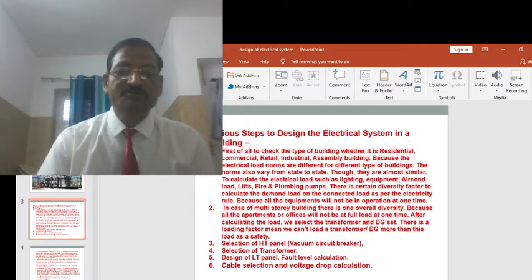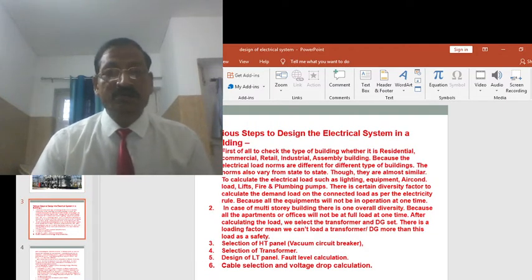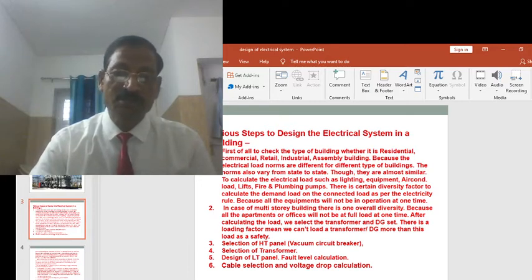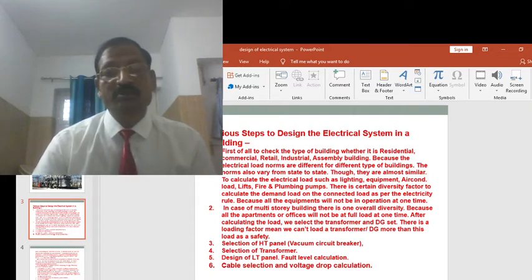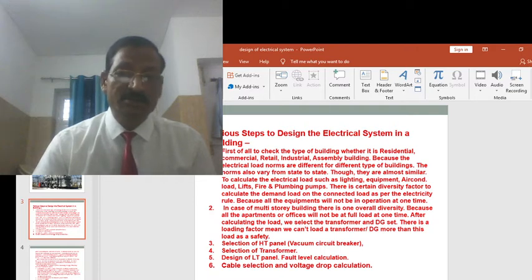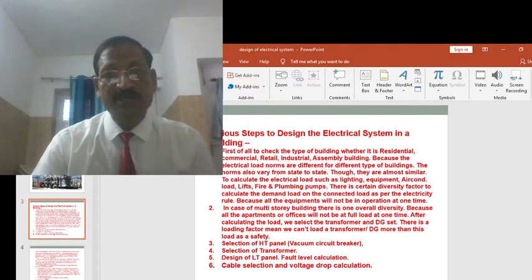We can divide the total electrical system into two parts. Number one is the high side, that is the electrical substation design, and second is your internal electrical part, that is all your conduiting and wiring for internal work. So what are the various steps to design the electrical system in a building?